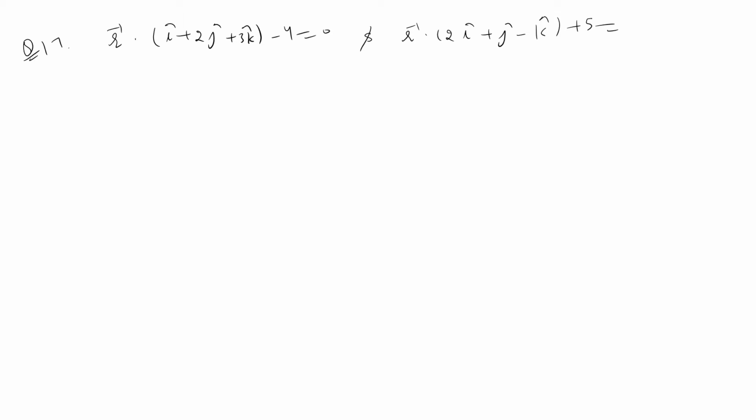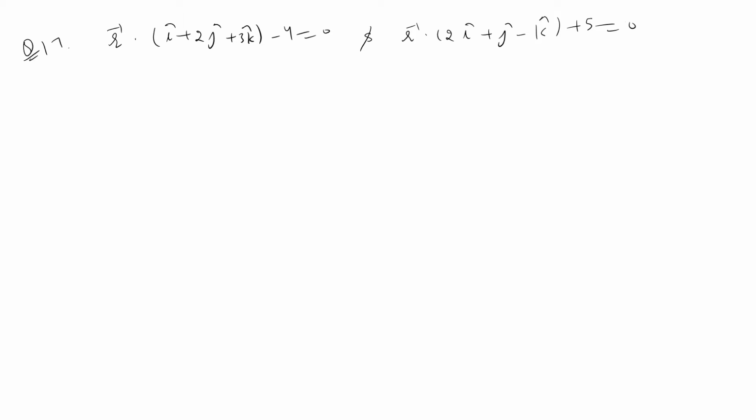Question number 17. Find the equation of the plane which contains the line of intersection of the planes r dot (i + 2j + 3k) minus 4 equal to 0, and the other plane is r dot (2i + j minus k) plus 5 equal to 0.